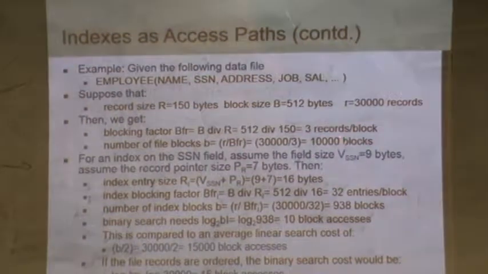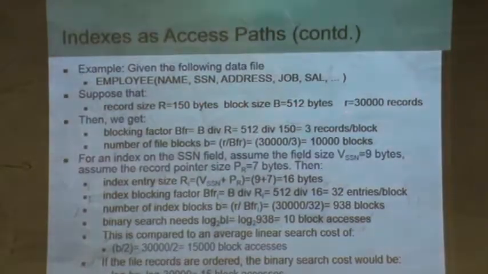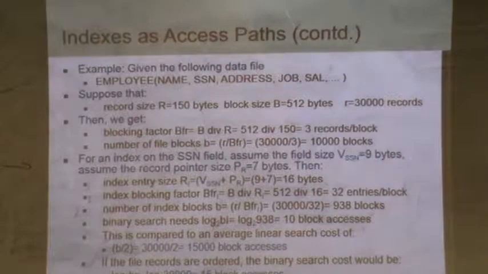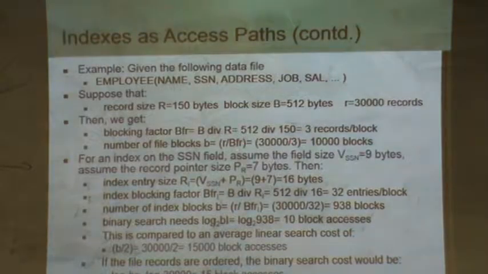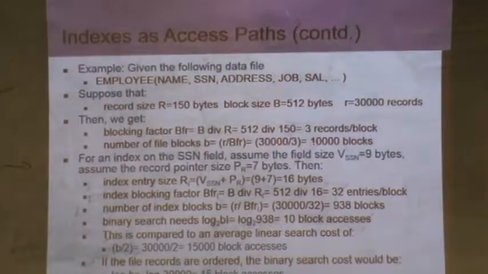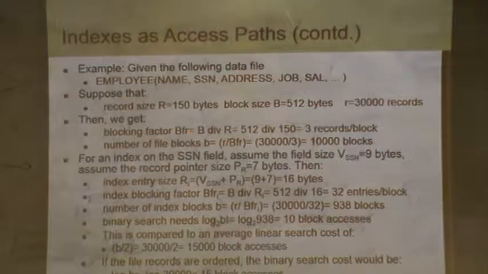Then what is the blocking factor? In this case it's 3. Actually you can roughly guess: 150 and 512 bytes, it may have 3, you cannot have 4. So the number of blocks is the number of records divided by the blocking factor. So you need a total of 10,000 blocks.